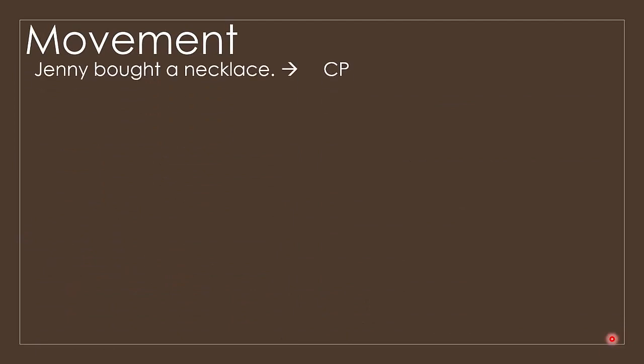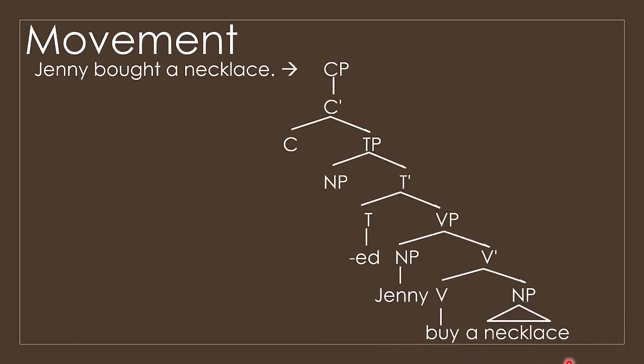We'll start with the sentence Jenny bought a necklace. The sentence is a complementizer phrase. This is the D structure of the sentence Jenny bought a necklace, and the S structure is produced with two movements. The first movement is the movement of Jenny over here. Jenny is produced as a specifier of V, and it moves to the specifier of T, the NP over here. This is the position of the subject. So Jenny moves to this position, and it leaves a trace T over here.